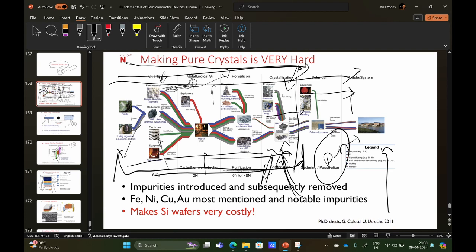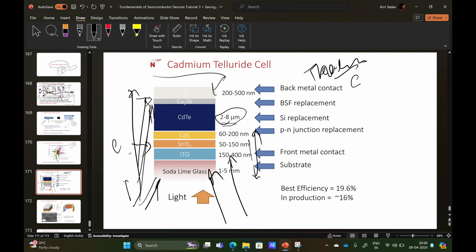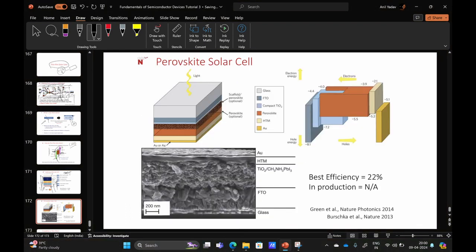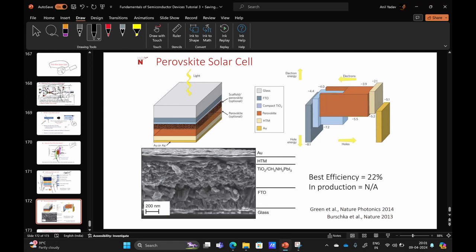At this stage we are using a lot of chemicals, and ultimately we are polluting the environment. In these cases we are directly depositing these materials, and there are some other factors also. There are other types too: organic solar cells and dye sensitized solar cells, but I am just giving you a hint of how these are deposited.